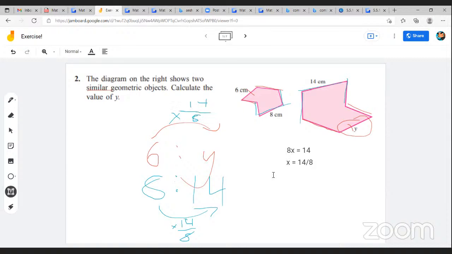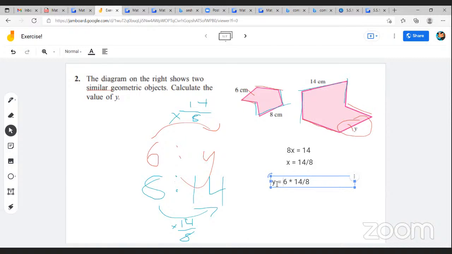So all we need to do to find y is multiply the 6 by the multiplier. So it'll be 6 multiplied by 14 over 8. You can put this into a calculator because all your exams will be done on calculators. You'll get 21 over 2, and this will be your final answer, basically. So this is how you get y.